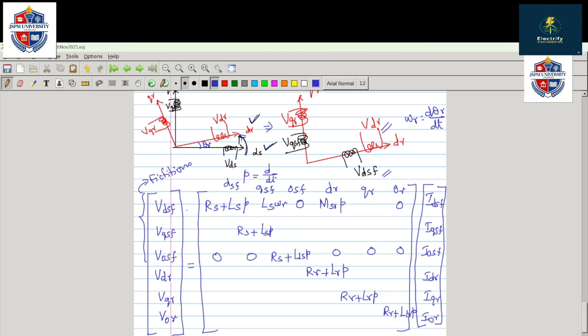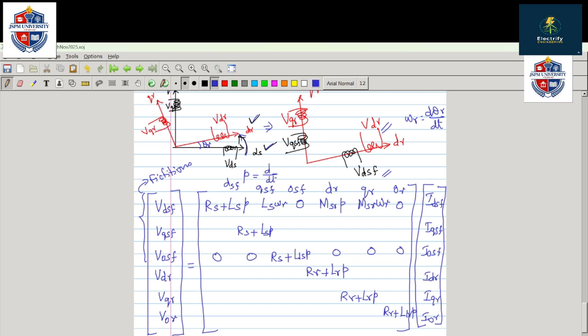Then VDSF and VQR. What is VDSF? That is the speed EMF. We are now writing the equation of the fictitious winding. If both the windings are perpendicular, when we write the equation for the fictitious winding, we will have a speed EMF term. But here, VDSF and VQR mean the stator winding and rotor winding. So what inductance will come? The mutual inductance will come into the picture. So MSR into omega R into, then the final term will be IQR, that is the speed EMF term.